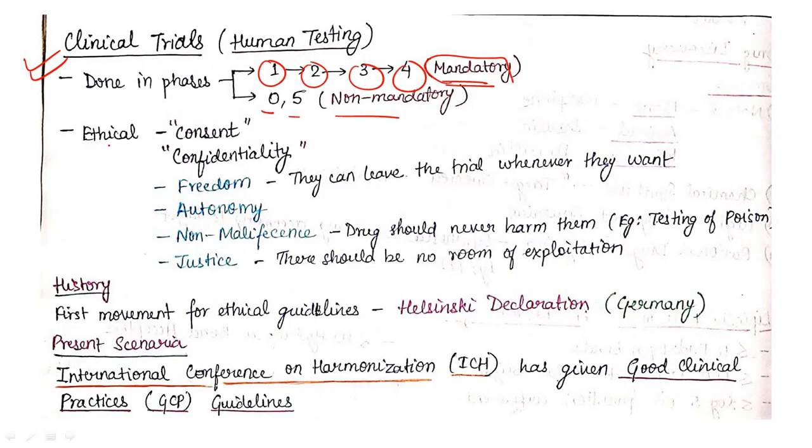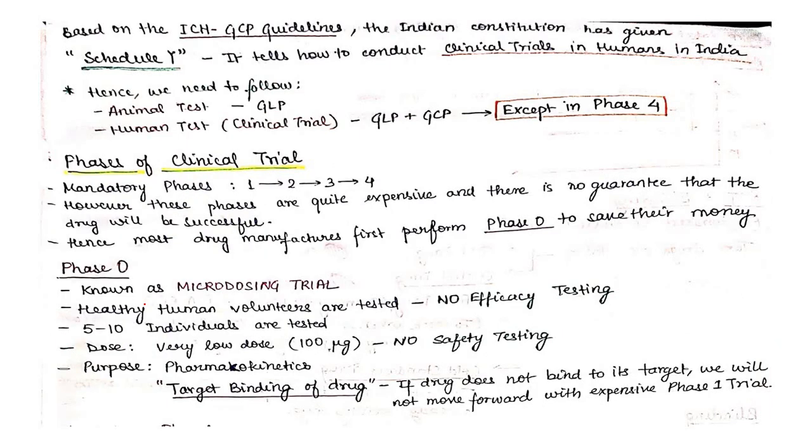Now coming to the clinical trials, so we have discussed about the phases. 0 and 5th are the non-mandatory phases, but first, second, third, fourth are mandatory phases. Now we have to take consent. There should be proper confidentiality, freedom, autonomy, justice. These are the ethical points which must be present in your clinical trials. Okay, we are moving directly to the most important part of clinical trial.